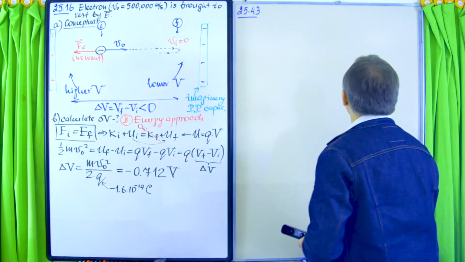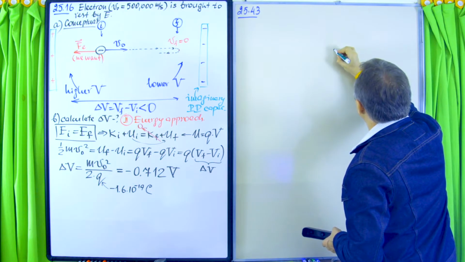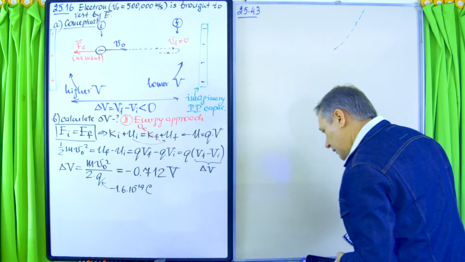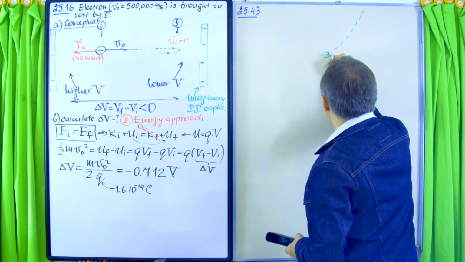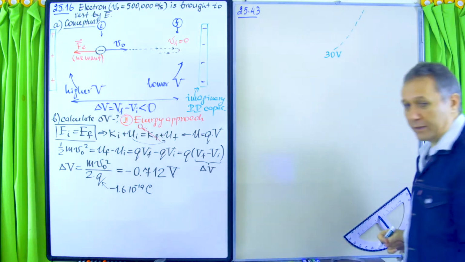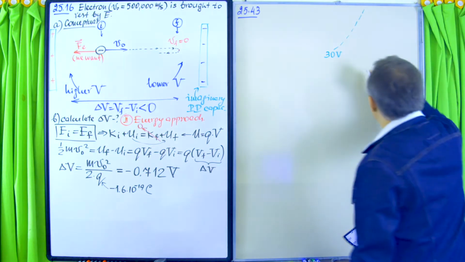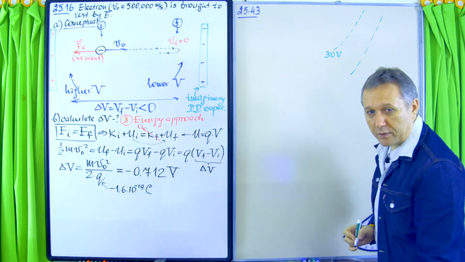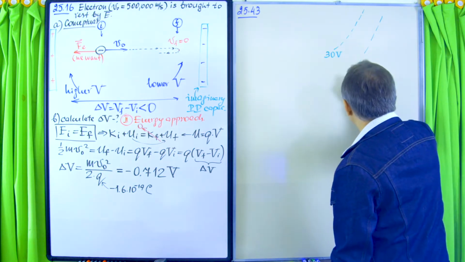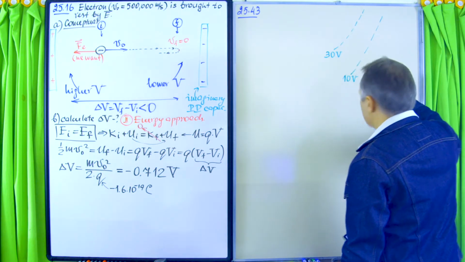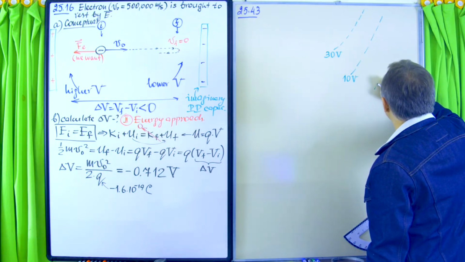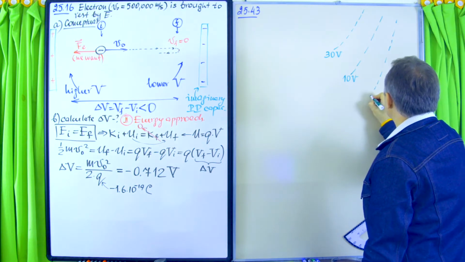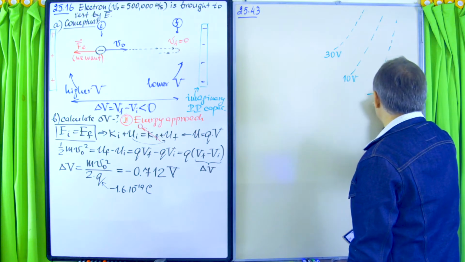Okay, I'll probably draw it here. So let's say we have this line, right? And points of this line are at 30 volts of electric potential. Then there is this line, and points on this line are at 10 volts. And then there is another line over here. So these points are at negative 10 volts.